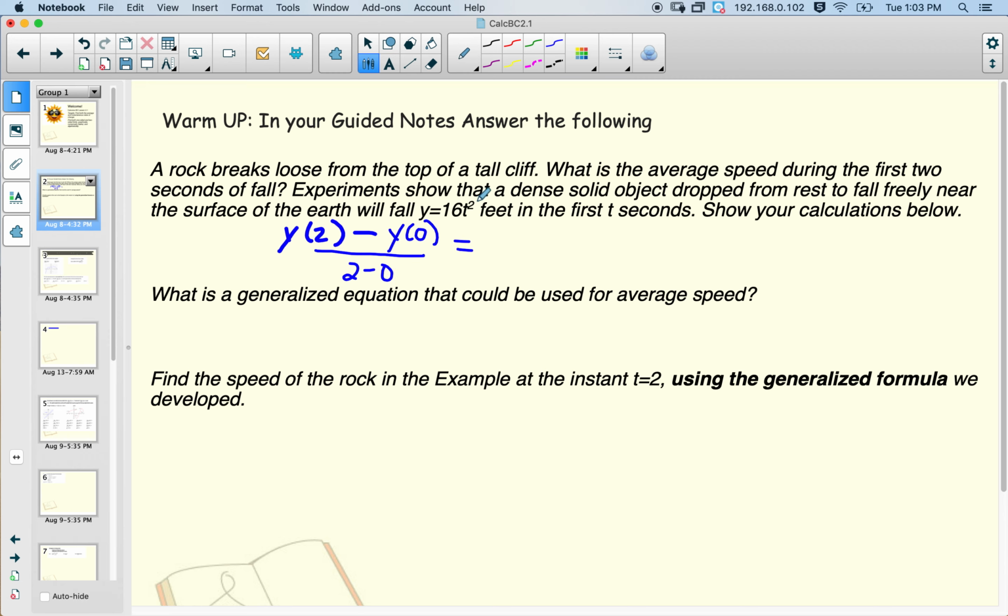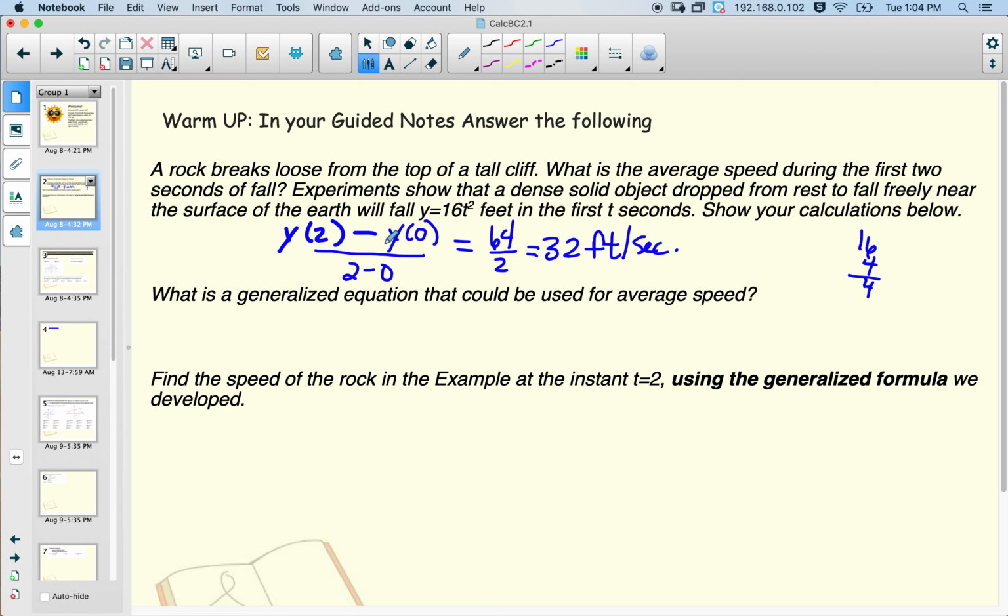So y of 2 subtract y of 0 over 2 minus 0. If I substitute 2 into t for time, I get 2 squared, 4, 4 times 16, 64, divided by 2. Did you guys do that really fast in your head and you were waiting on me? Okay, equals 32 feet per second. So this is going to be the average speed over the first 2 seconds of that free-falling object.